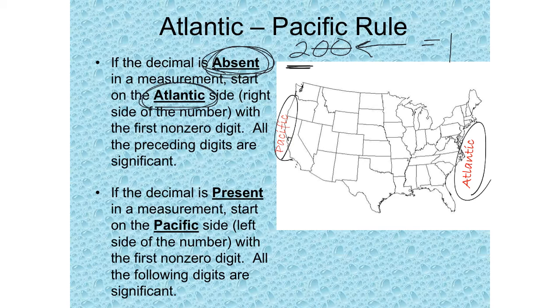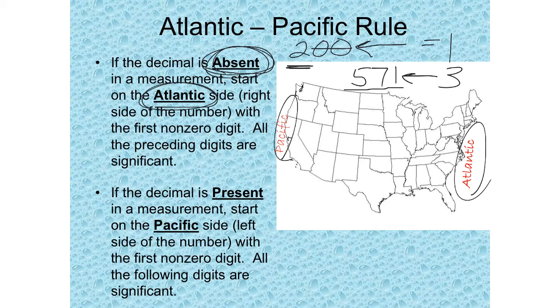If we had 571, I think was a number we might have had. Again, no decimal. We approach from the Atlantic side. We start counting on the first thing that's not a 0. That would be the 1. You count that, everything afterwards, so that gives us 3.